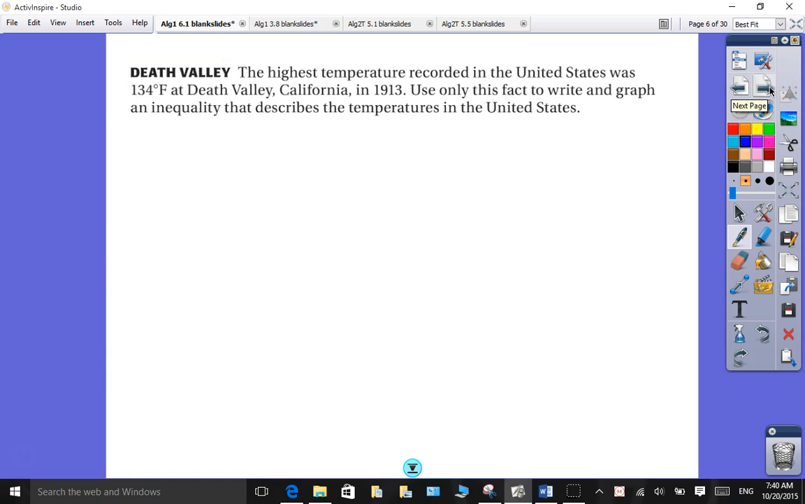So first problem, Death Valley. The highest temperature recorded in the United States was 134 degrees Fahrenheit at Death Valley, California in 1913. Use only this fact to write and graph an inequality that describes the temperatures in the United States. Okay, so let's see. Our inequality is going to involve a variable. What do you want to call our variable? X, okay. If you said T, that'd be fine, but I'm going to say X equals temperature, right?